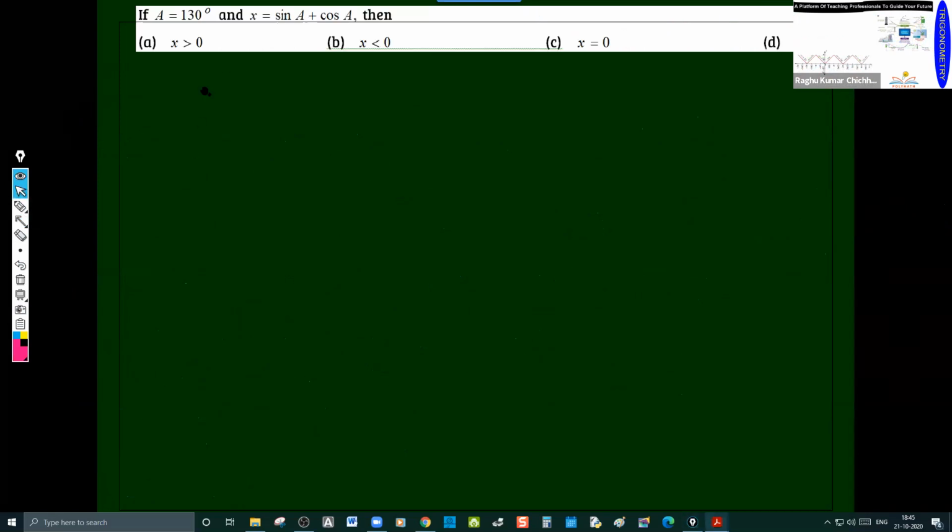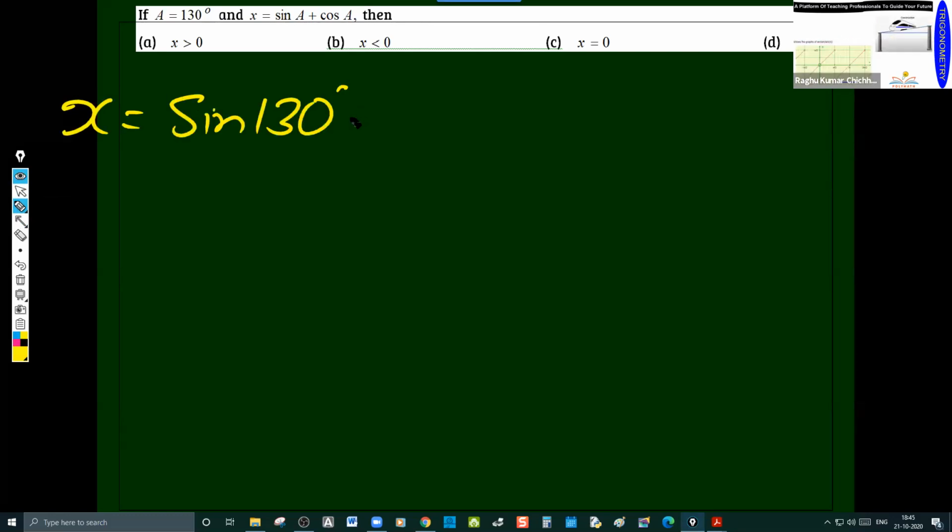Next. A is equal to 130 degrees, then x is equal to sine A plus cos A. Then x is greater than 0, or x is less than 0, or x equal to 0, or x is less than or equal to 0? Come on. Let me write that. X is equal to, you tell me, substitute A there, please. Sine 130 degrees plus cos 130 degrees. Correct or not?